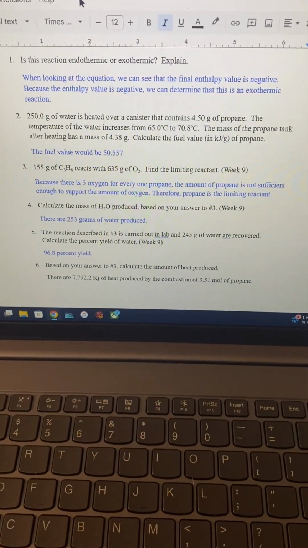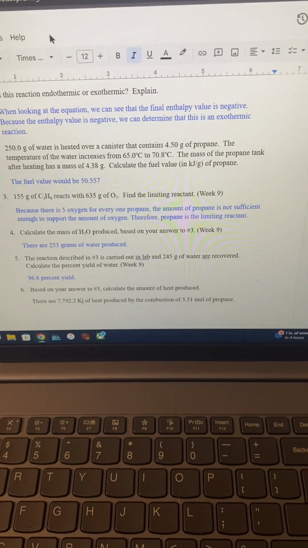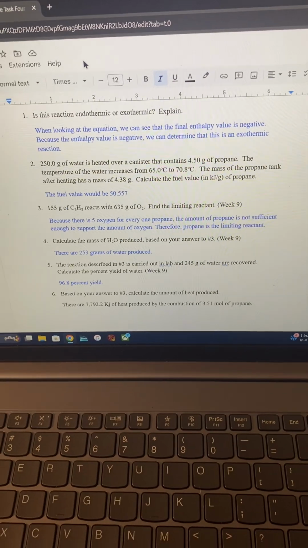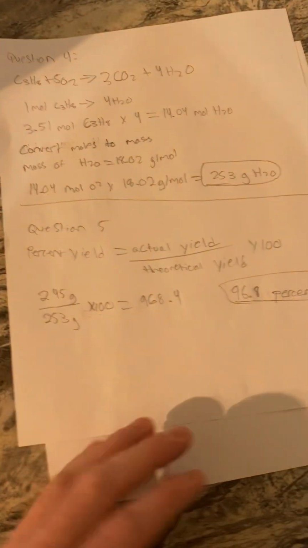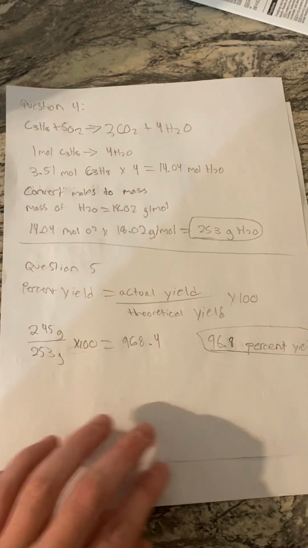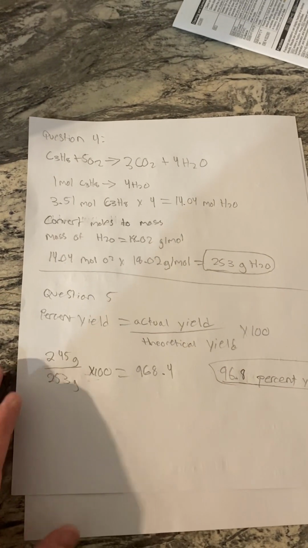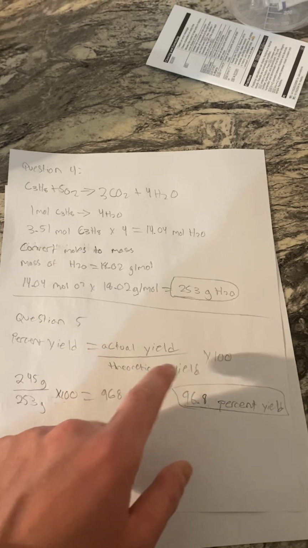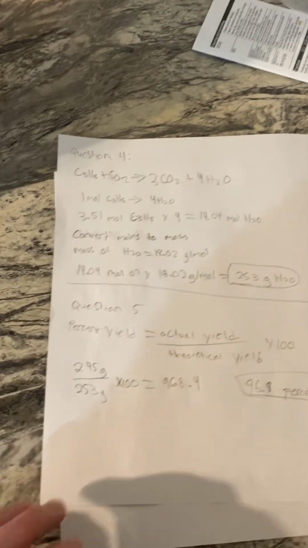Moving on to question 5. The reaction described in number 3 is carried out in lab and 245 grams of water are recovered. Calculate the percent yield of water. This one is probably the easiest question. So we're going to take our formula for percent yield, which is actual yield over theoretical yield times 100.